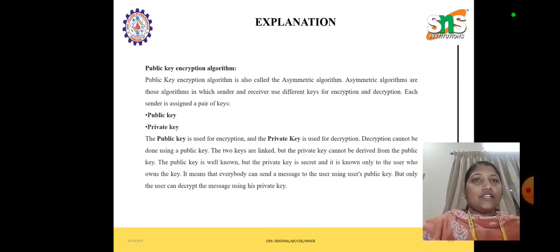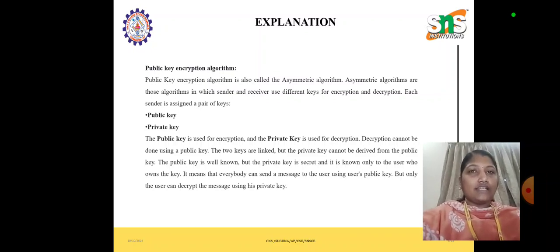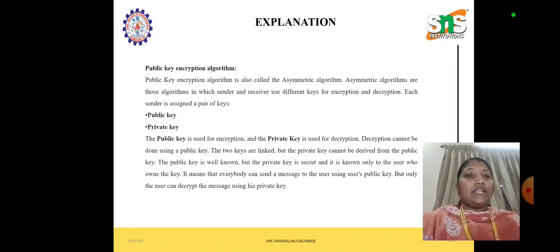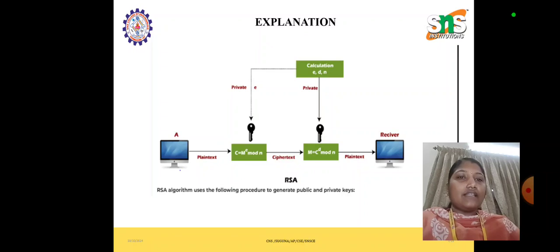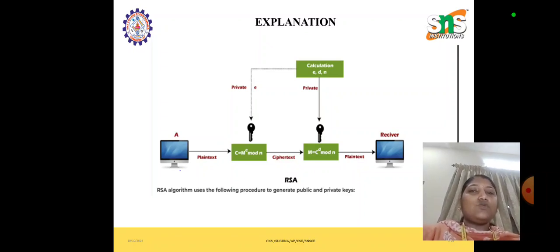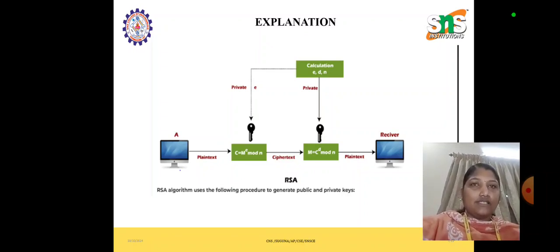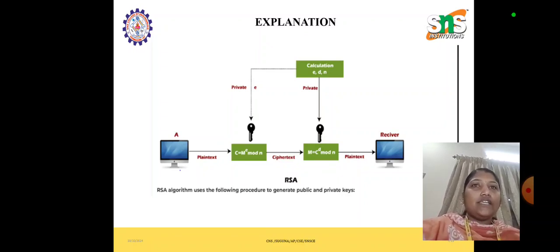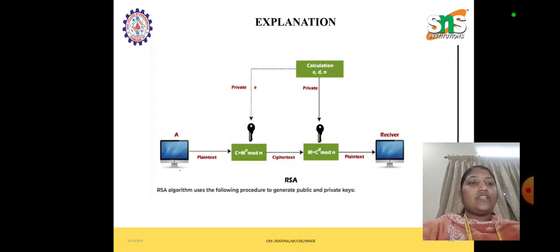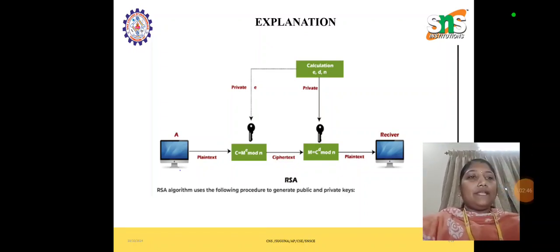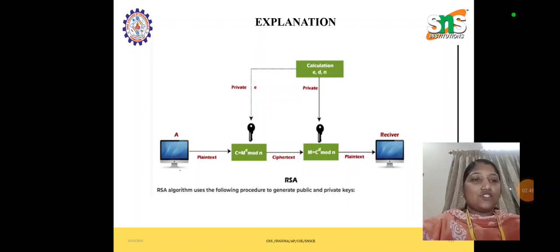Prime numbers: the security of RSA highly relies on the difficulty of factoring the product of two large prime numbers. Which prime numbers we choose plays a major role in the difficulty of the RSA algorithm. Next, the steps involved in the RSA algorithm are: first the key generation, next the encryption, and then the decryption. In the key generation process, to generate the RSA key pair, that is the public and private keys, the following steps have to be followed.